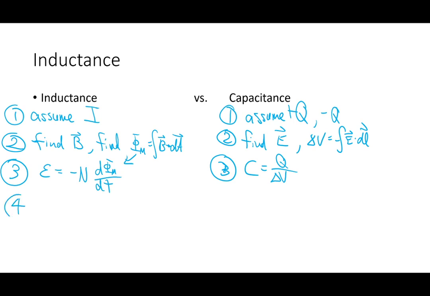Then, because we know V is equal to negative L di dt, we can flip this around and say L is equal to whatever V you got divided by di dt. And this V is what we're going to use from step 3. Negative, of course. And hopefully here, any I you have left cancels out.